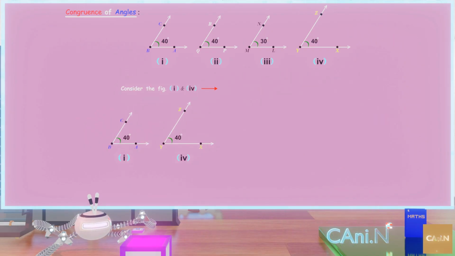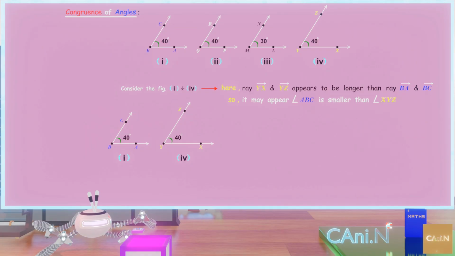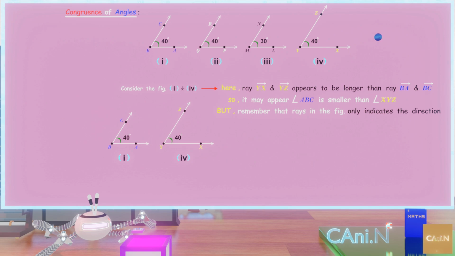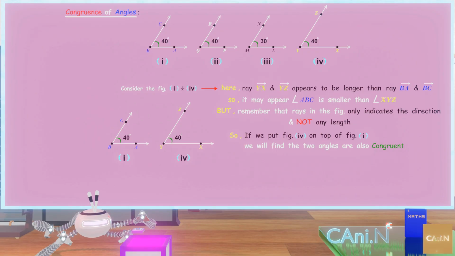Consider figure 1 and 4. Here, rays YX and YZ appear to be longer than rays BA and BC. So, it may appear angle ABC is smaller than angle XYZ. But, remember, the rays in the figure only indicate the direction, and not any length. So, if we put figure 4 on top of figure 1, we will find the two angles are also congruent.